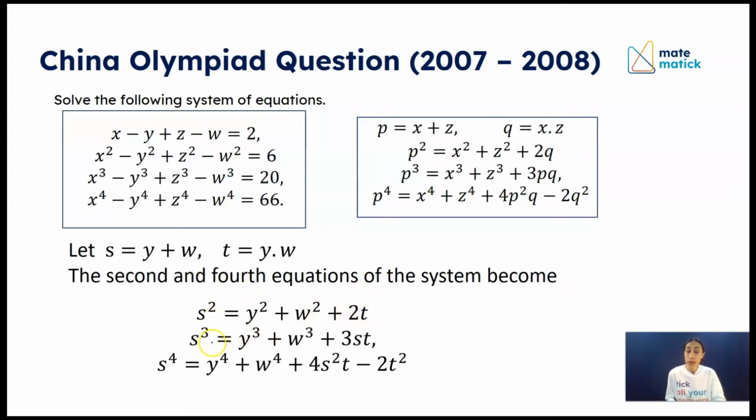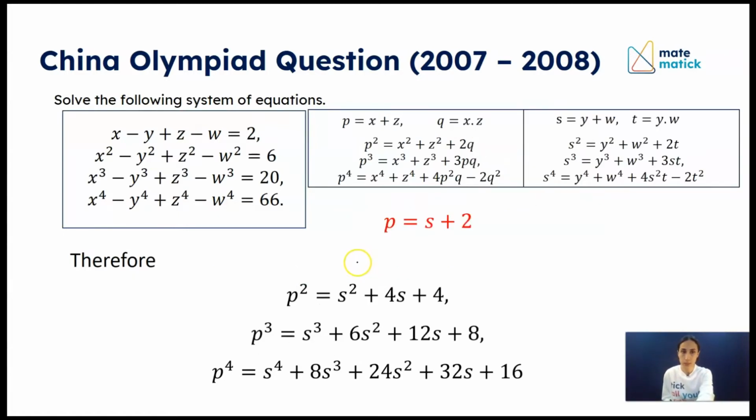S cubed is equal to y cubed plus w cubed plus 3st, and s to the power of 4 is equal to y to the power of 4 plus w to the power of 4 plus 4s squared t minus 2t squared. So now I found p and s and their powers. Now let's see what we are going to do next.